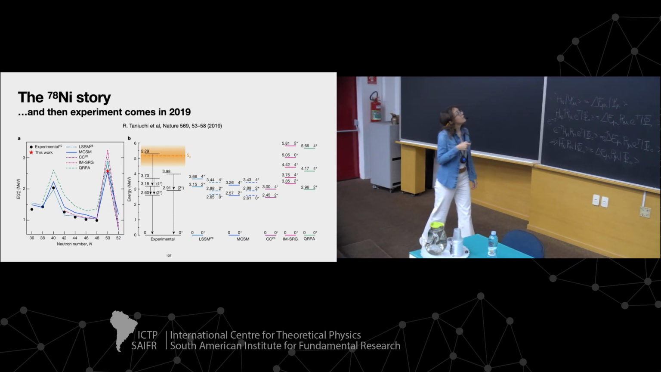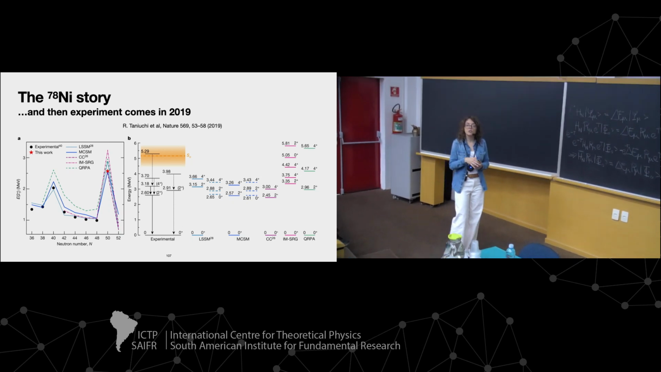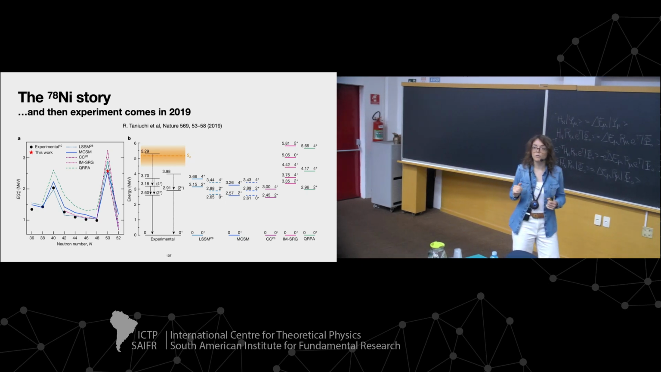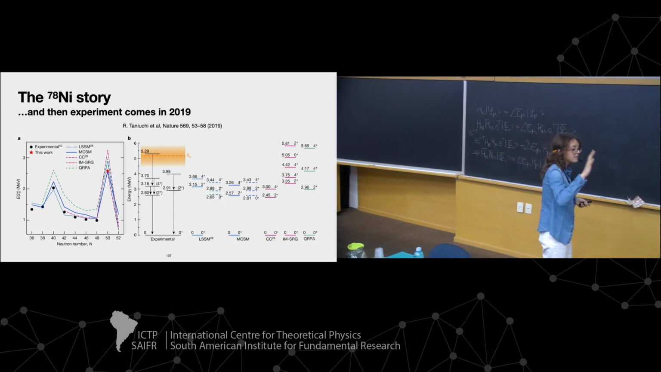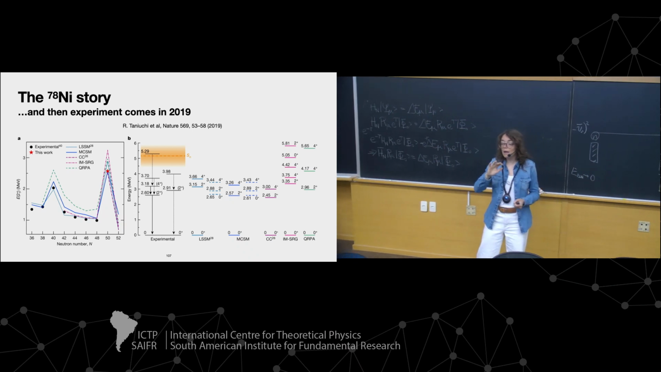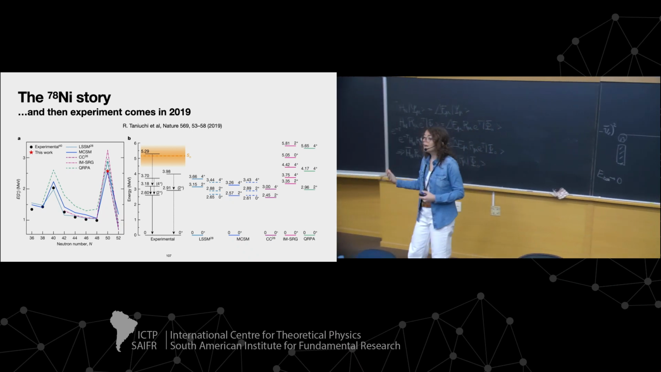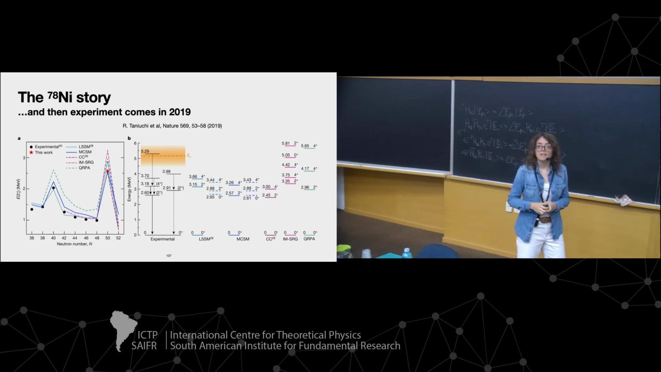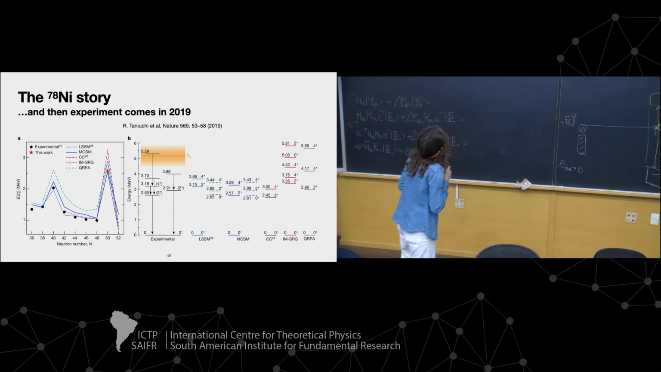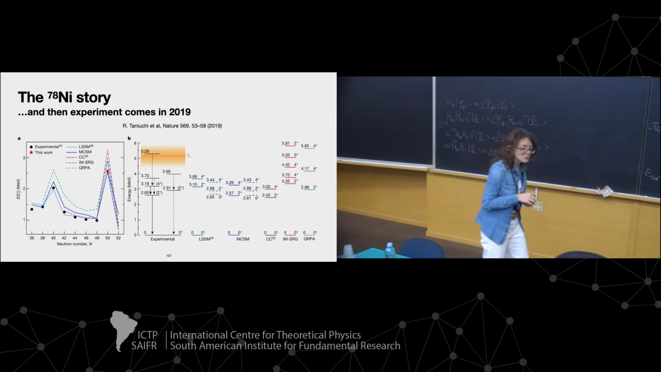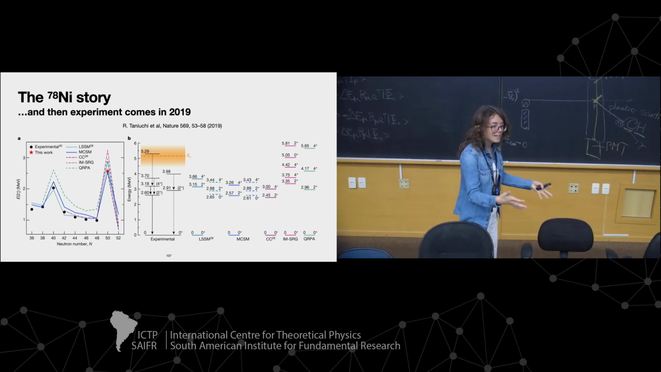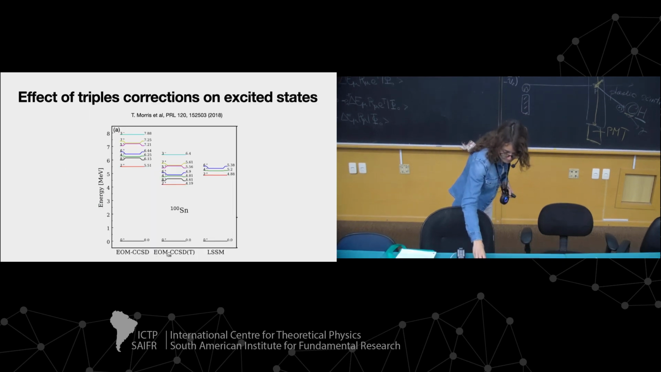And this is actually, I think, a nice story because it shows that theory at the time could do this calculation. And so it says, okay, this is like a doubly magic nucleus. And then experiment comes and can actually confirm this prediction. I think this is one of the things that I like the most about nuclear physics, is that you can actually see your calculations and compare them with experiment.